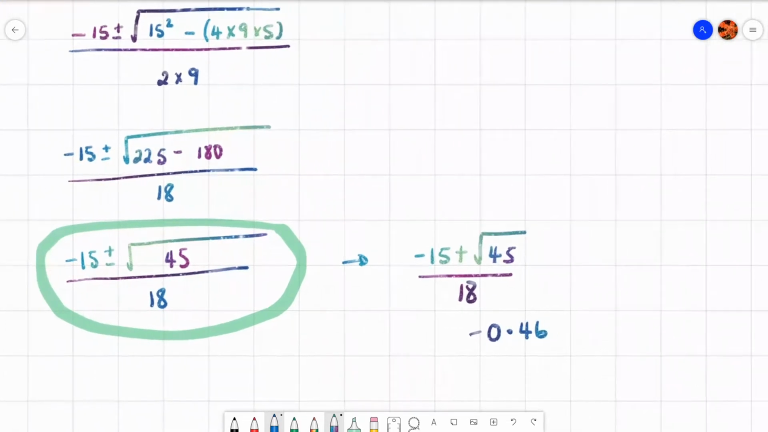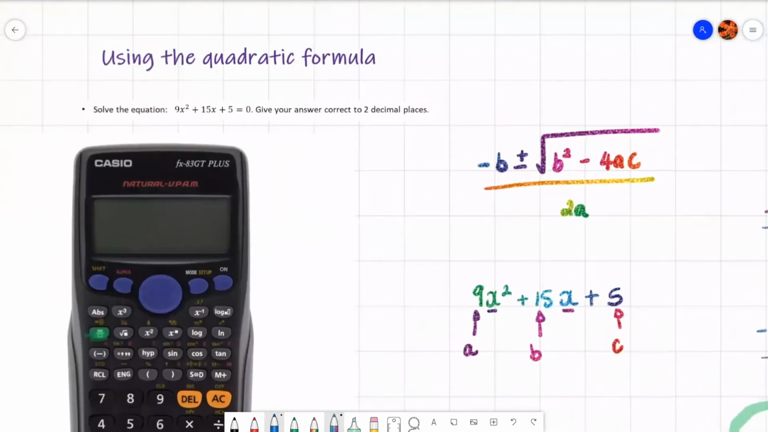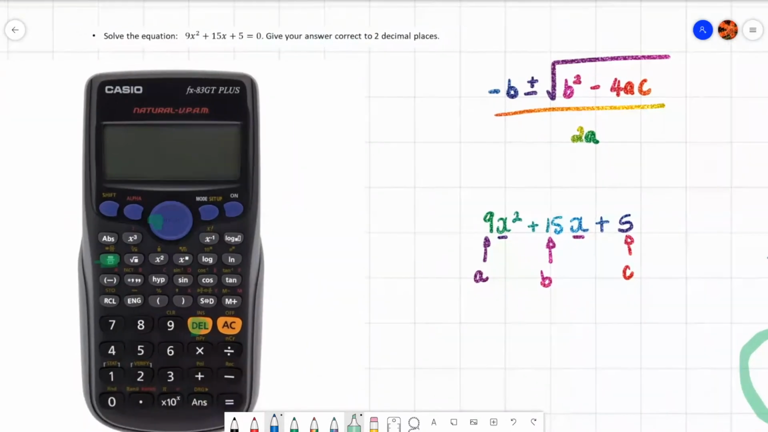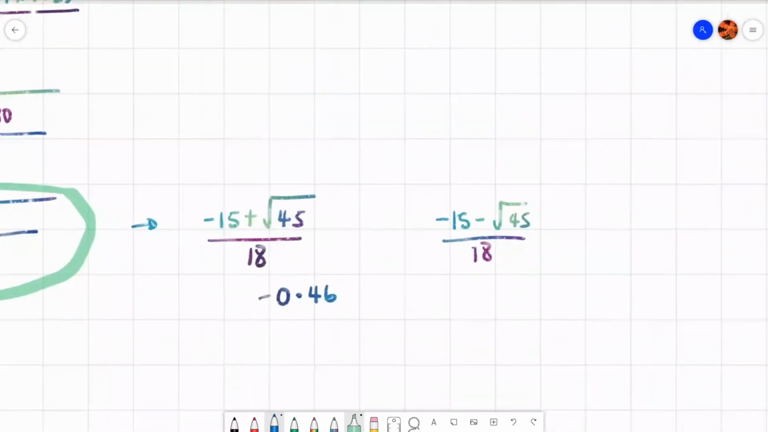Then on my calculator, I'm going to type in minus 15 minus the square root of 45 all over 18. What you can do is use your back button as a shortcut, which is this button here. Use it to go all the way to the plus sign, press delete to get rid of the plus, and then press subtract. That's quicker than typing it all out again, or you can just type it out again if you want to. If I type that into my calculator to 2 decimal places, I get 1.21. And that is my final answer.